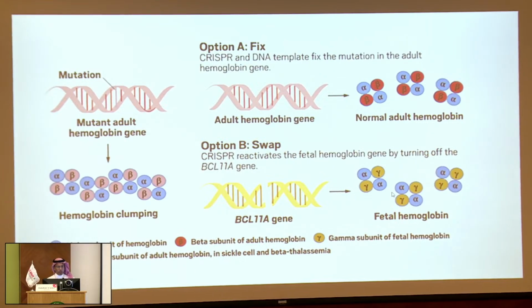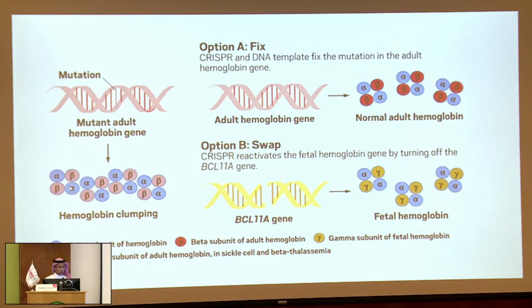Now, there are 2 ways of repair here. What we call directed repair is when the mutated gene is altered and made dysfunctional, and then a DNA template is introduced that fixes the mutation. With that, they fix the abnormality.